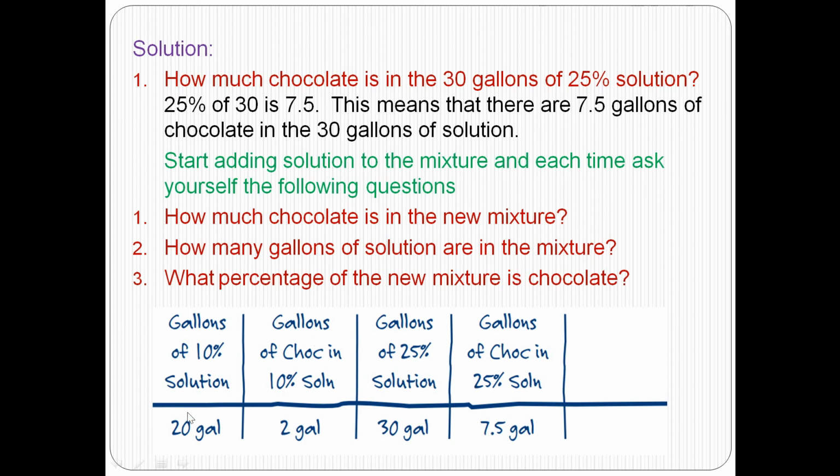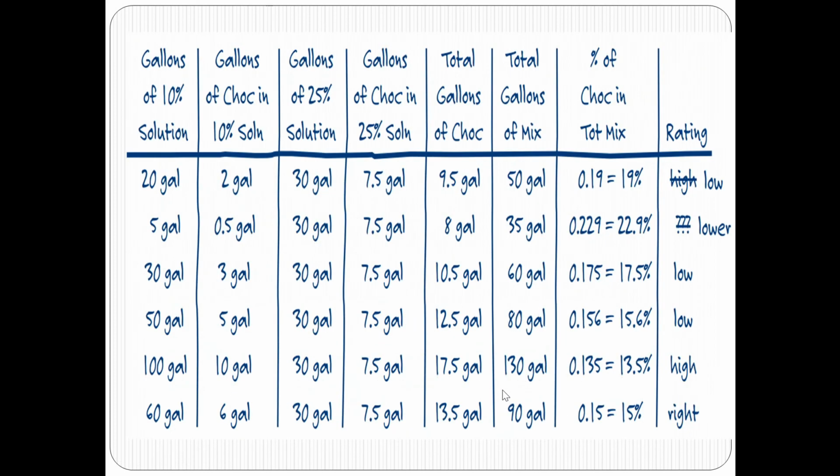Meaning each time we add gallons from the 10%, we need to figure out how much of it is chocolate, and then add the chocolate together, divided by the total number of gallons, and this way we can find the percentage. The percentage that we're looking for is the 15%. Hopefully it's clearer. Stay with me if it's not. Let's look at the table.